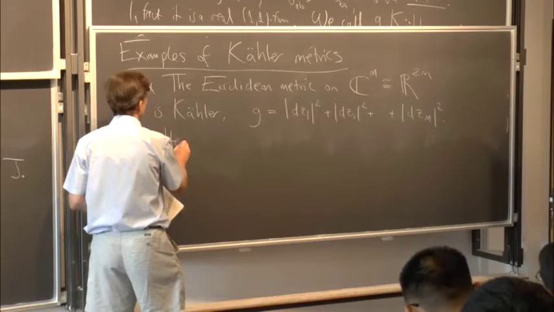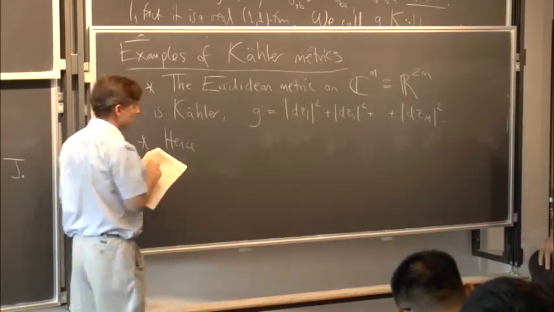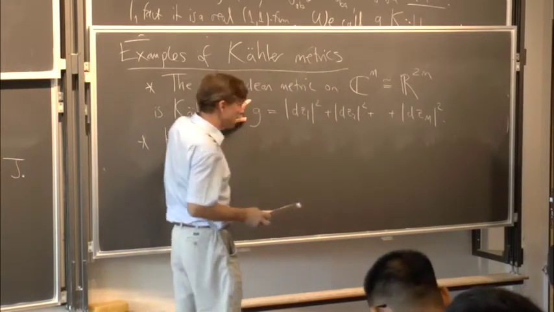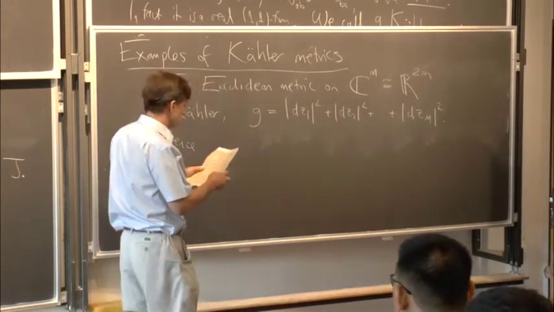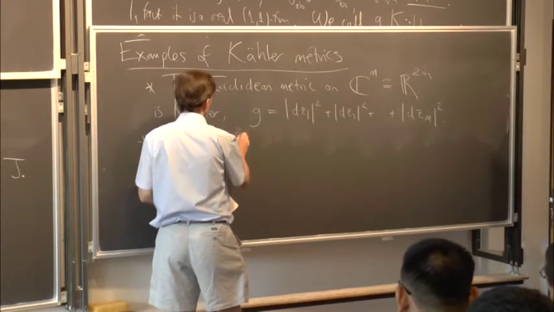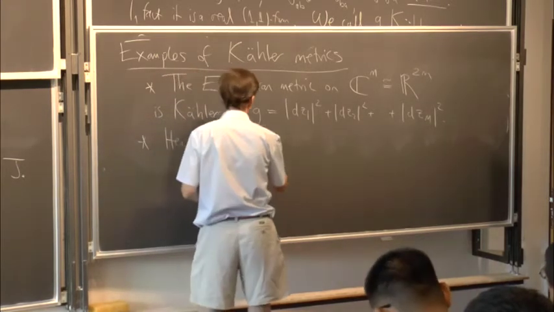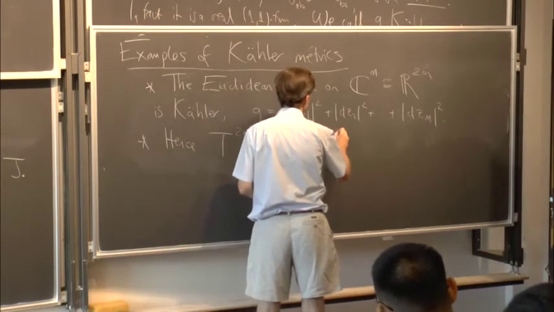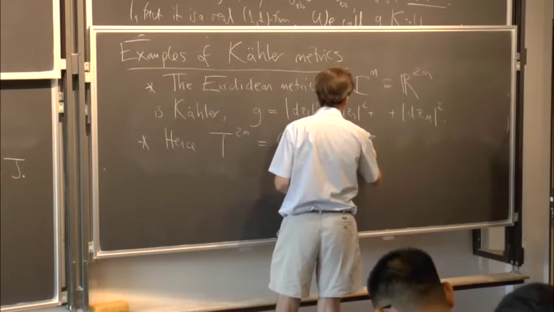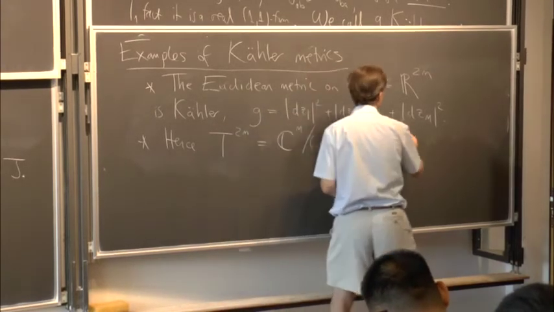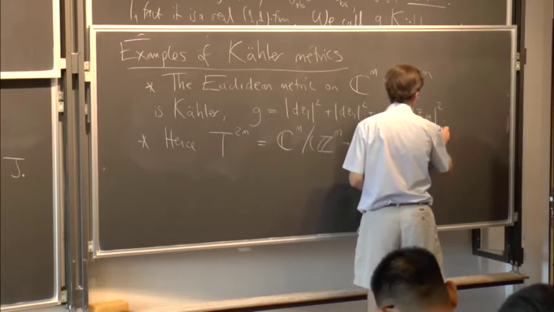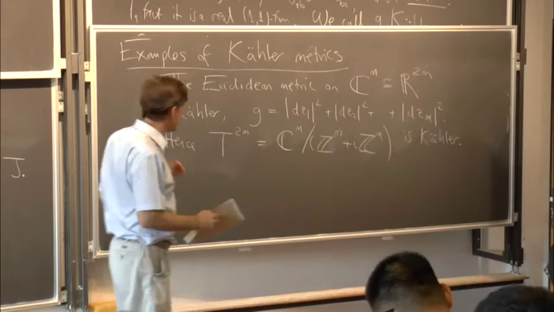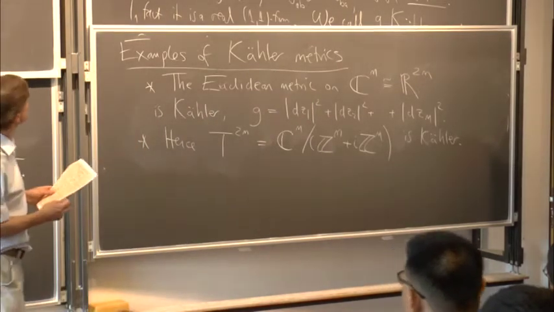So if we divide this by some lattice in C^m acting by translations, that will preserve the metric, so the metric will descend to the torus T^2m, which is C^m over, let's say, the lattice Z^m plus i times Z^m. This is Kähler. Or you could take a more general lattice downstairs if you wanted. That's a compact Kähler manifold.